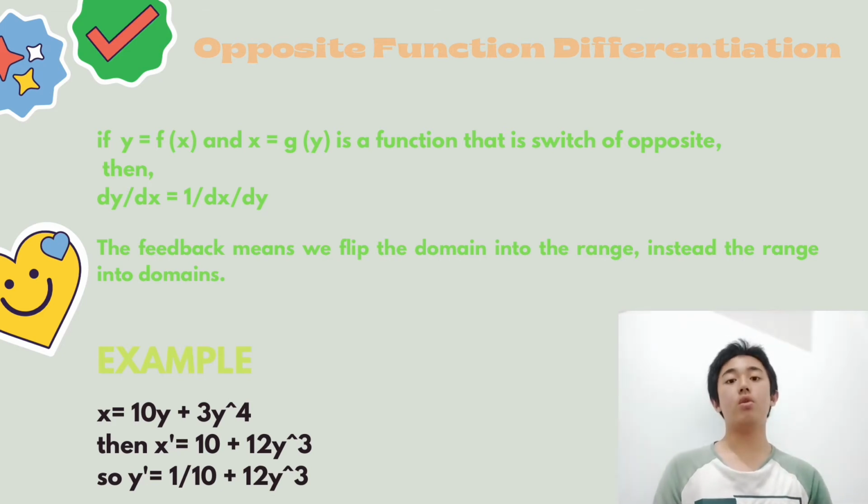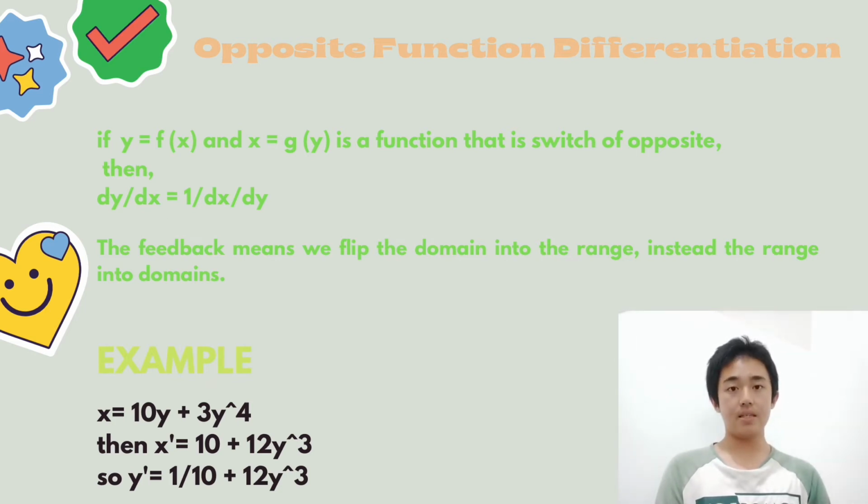So we bring down 1, we multiply with 10. And then it leaves us with 10, because y has no more power, because 1 minus 1 equals 0. So the y is gone. So that is 10 plus 4 times 3, that is 12. And 12y, 4 minus 1, that is 3. So 12y cubed. So the derivative of x with respect to y is 10 plus 12y cubed.